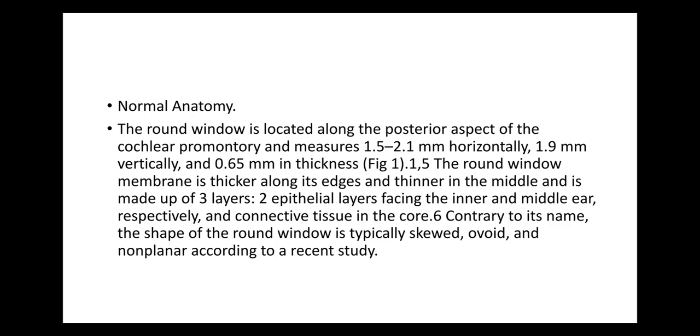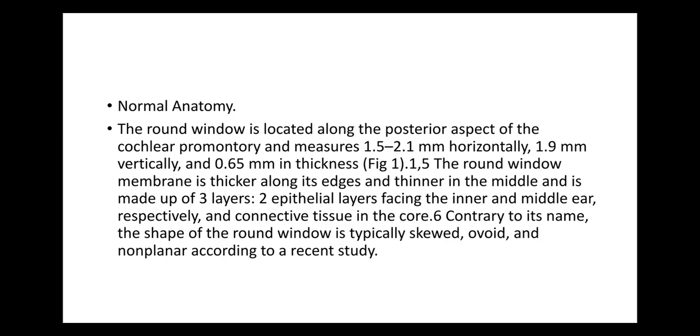Anatomy. The round window is located along the posterior aspect of the cochlear promontory and measures 1.5 to 2 mm horizontally, 1.9 mm vertically, and 0.6 mm in thickness. The round window membrane is thicker along its edges and thinner in the middle and is made up of three layers: two epithelial layers facing the inner and middle ear respectively, and connective tissue in the core.